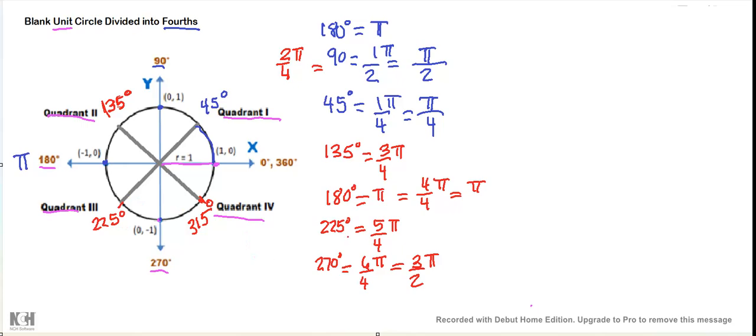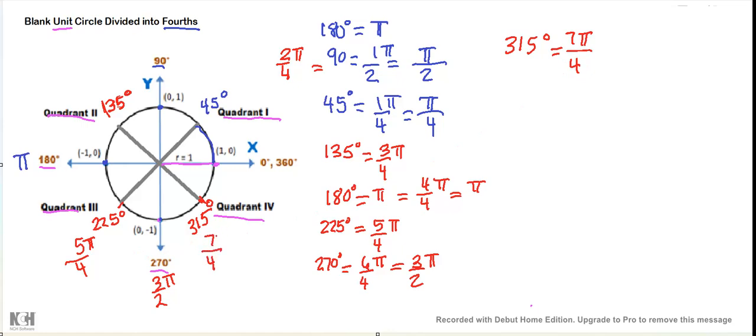Let me label these. The 225, that was 5/4 pi. This one was 3/2 pi, or 1.5. 315 degrees. We've moved on another fourth. This one was 6/4, so this one is 7/4 pi. Nothing to really reduce there. Let's fill this in.